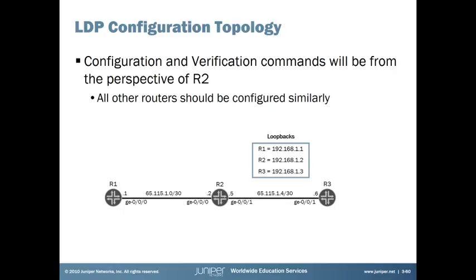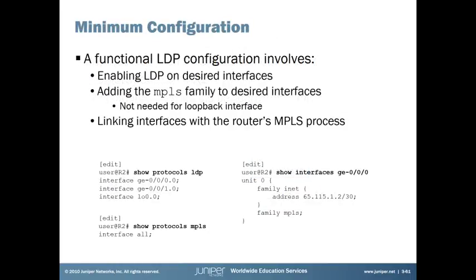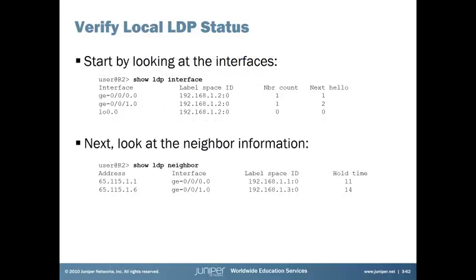So, LDP configuration topologies, looking at verification commands. Let's take a look at that. A functional LDP configuration involves enabling LDP on all the desired interfaces, adding the MPLS family to the interfaces, and not worrying about the loopback address, linking the interfaces with the routers and MPLS processes. Here we have show protocols ldp, there's our interfaces referenced, and show protocols mpls, where we've just got all. On the interface itself we have configured the family mpls statement, which we're going to need.